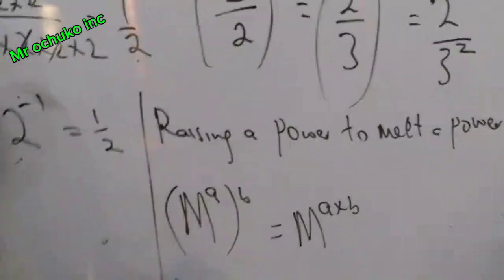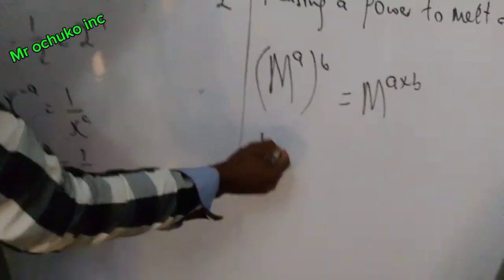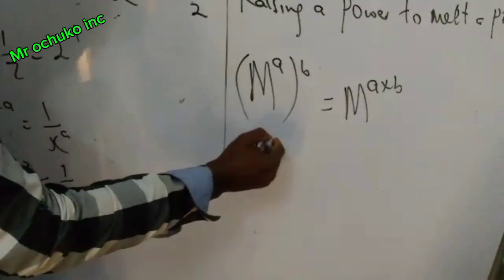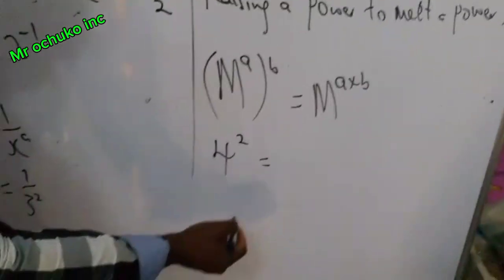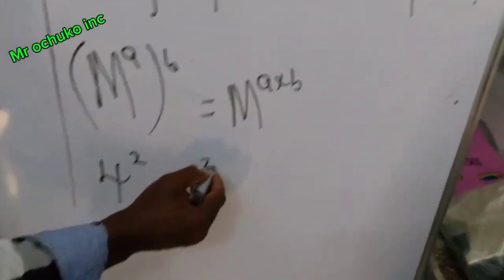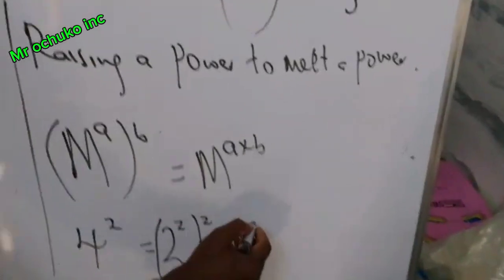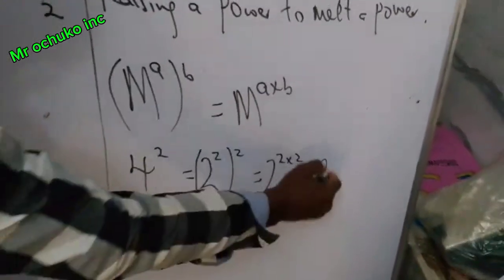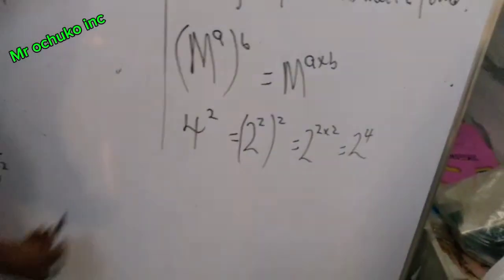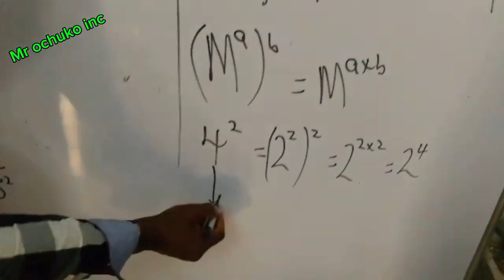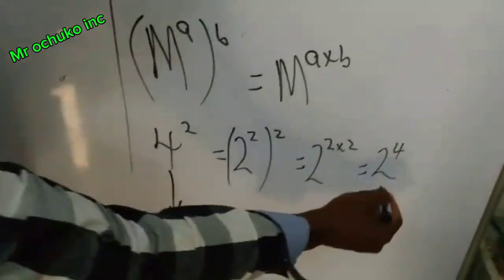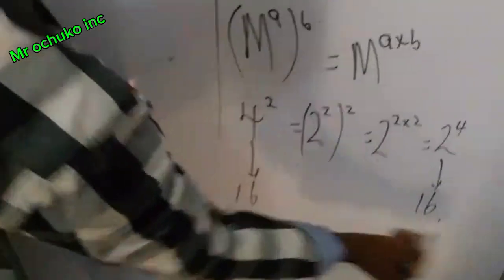Example, if I have something like 4 raised to the power 2, 4 is 2 raised to the power 2, so that is 2 raised to the power 2, bracket 2. And that will give us 2 raised to the power 2 times 2, which is 2 raised to the power 4. So you can see 4 raised to the power 2 will give us 16. 2 raised to the power 4 will also give us 16. Thank you very much.